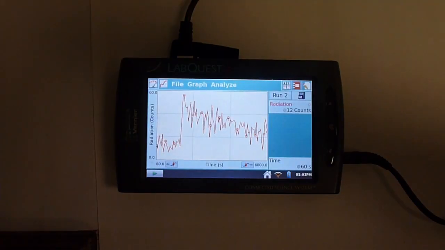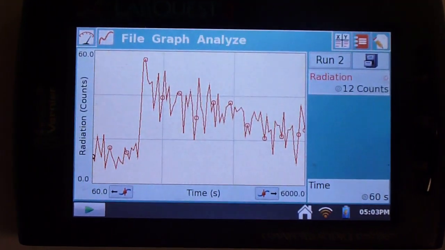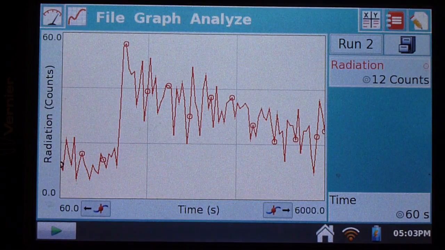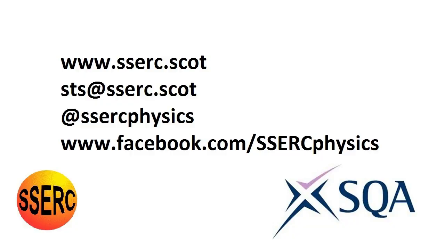This Geiger-Müller tube and the data logger attached to it has been supplied to every local authority in Scotland by SSERC. The idea is that it can be lent out so that everyone can try the activity even if they don't have the equipment themselves.